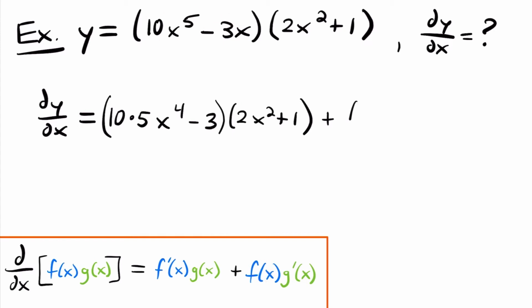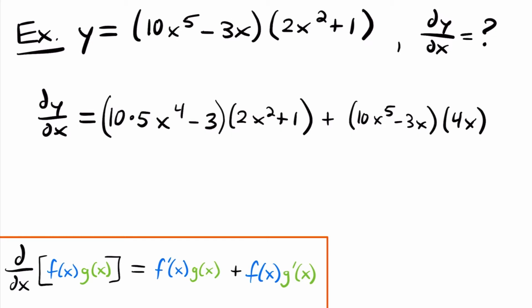So we're going to have 10x to the 5th power minus 3x multiplied by the derivative of our second function, which would be the derivative of 2x squared plus 1, which is going to be just 4x, because our power 2 multiplied by 2 will be 4, and then we subtract 1 from our power to be just left with a power of 1. And then the derivative of our 1 term is just going to be 0, so we don't need to write that part.